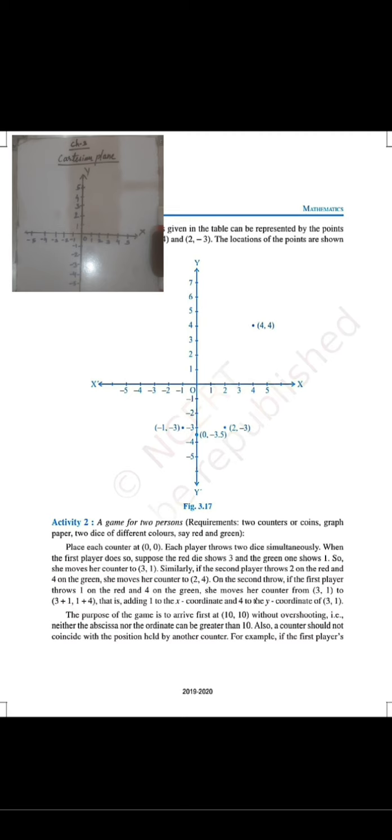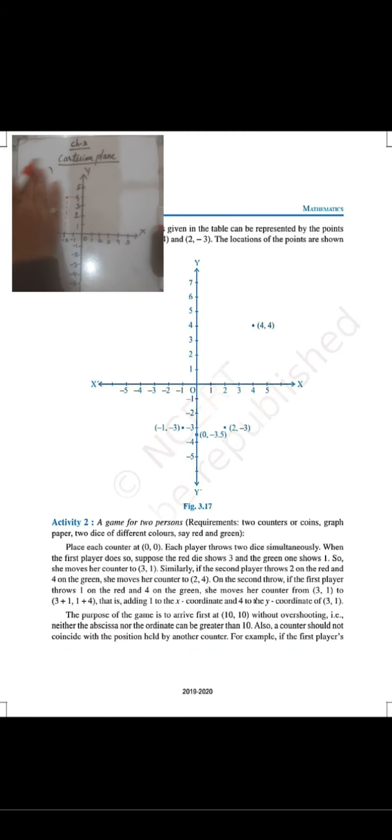Our first point is (-2, 4). Here -2 represents the x coordinate, and 4 represents the y coordinate. So accordingly we will plot this. x equal to -2 is on the left side of the line, and y equal to 4 is in the positive direction, so it will be here. So this is the point (-2, 4).